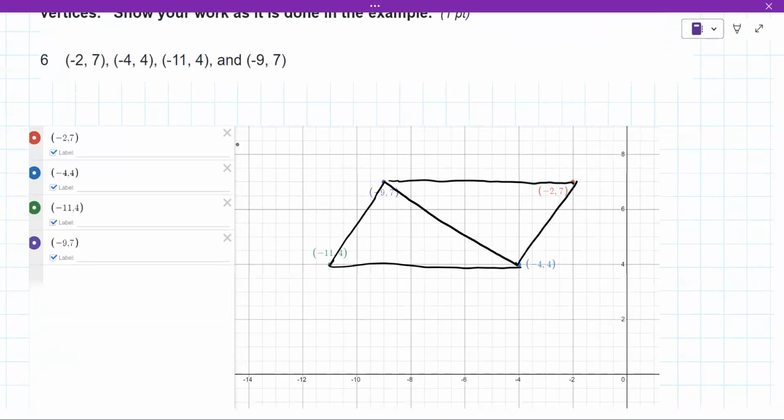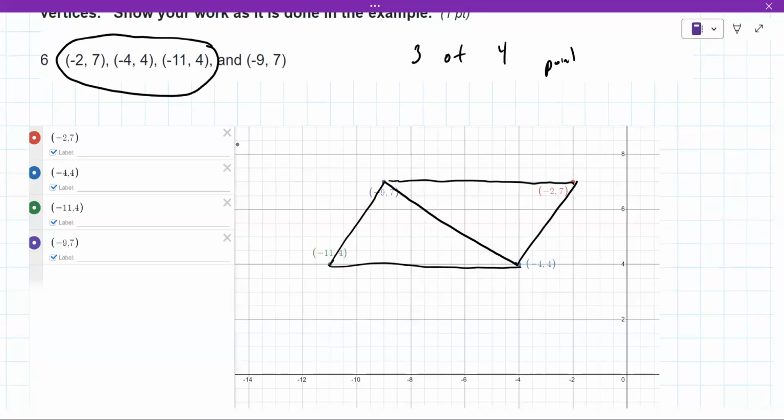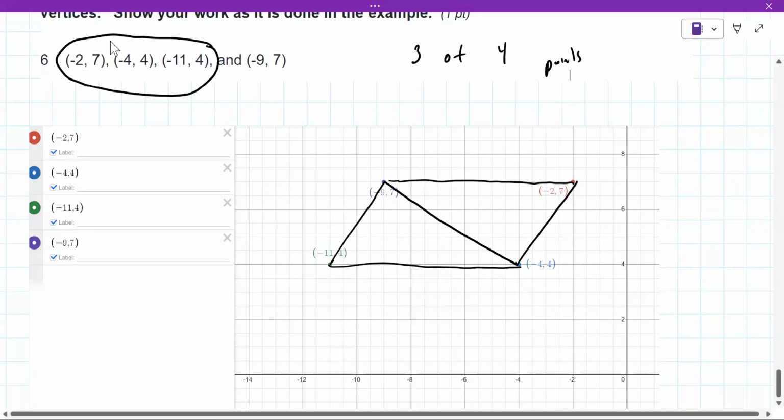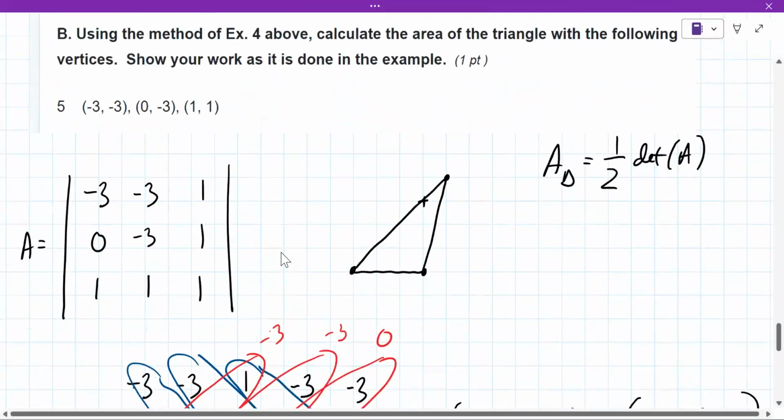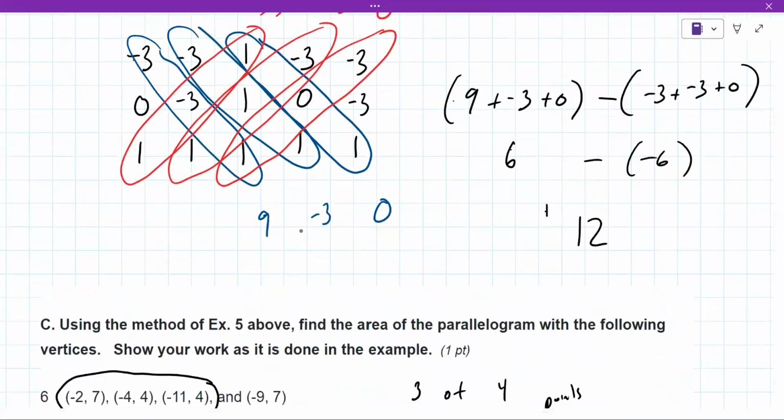Okay. So what you should notice is that you only need 3 of the 4 points to make a triangle. In the last problem, we had 3 points and we made a matrix, found its determinant. But remember how we cut it in half? And actually, we did not do that here. So we need to actually do that. Half of 12 is 6. That's your final answer for the previous one. So go ahead and make that adjustment.